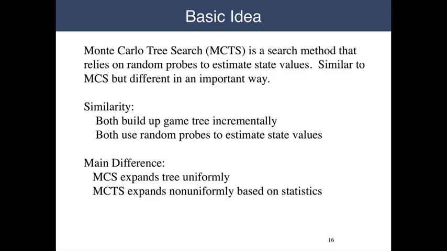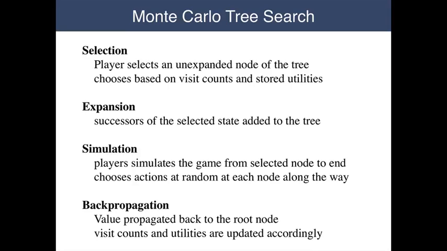MCTS, Monte Carlo tree search, uses a more sophisticated approach in which the processes of expansion and simulation are kind of interleaved. MCTS processes the game tree in cycles of 4 steps each, and after each cycle is complete, it repeats the steps so long as there's time remaining, at which point it selects an action based on the statistics it's accumulated to that point. On the selection step, the player traverses the tree produced thus far to select an unexpanded node of the tree, making choices based on visit counts and utilities stored on nodes of the tree. We'll see how that happens a little bit later.